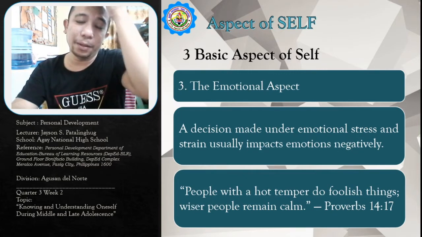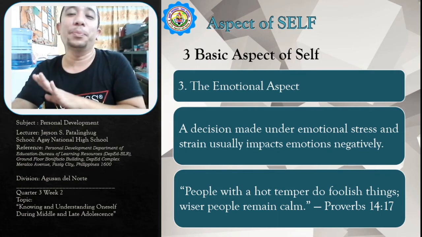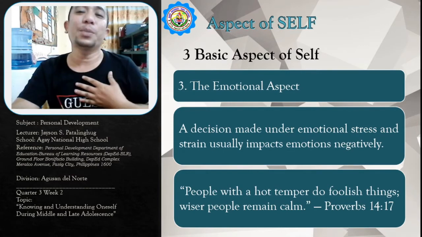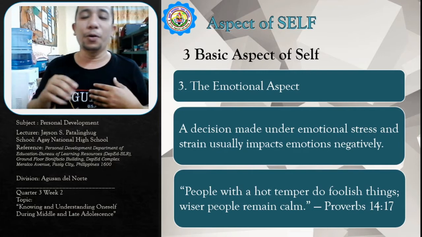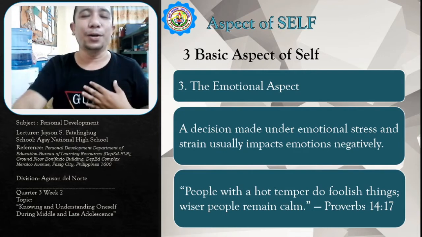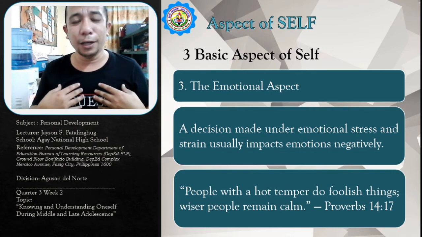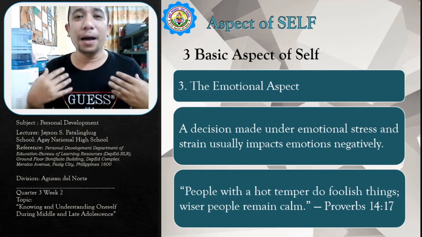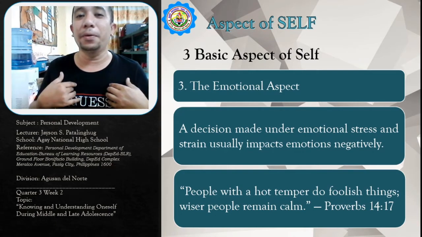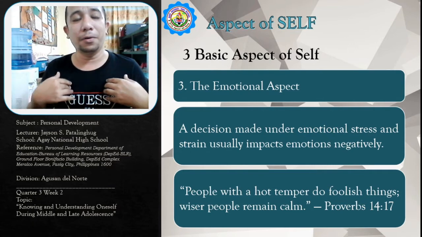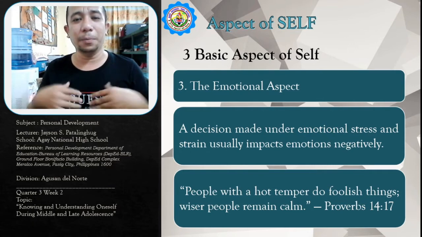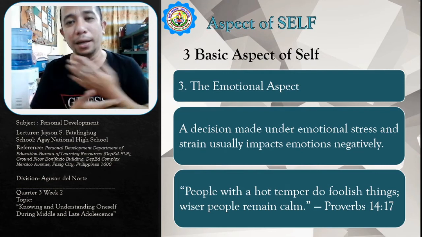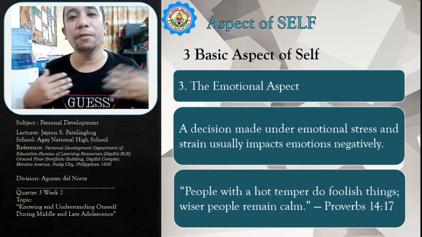Okay, magre-review tayo bago ako magpo-proceed sa mga stories na tatalakayin natin ngayon. So, may tatlong aspeto yung sarili natin. Una, yung physical aspect, no? Yung physical aspect, again, ito po yung nakikita natin sa ating sarili, no? At napakadaling alagaan kasi nakikita mo. Okay, pag nakita mong may sakit ka, umiinom ka ng gamot. Pag nakita mong nangingitim ka, gagawa ka ng paraan para pumuti ka. Kasi madaling makita yung physical aspect.